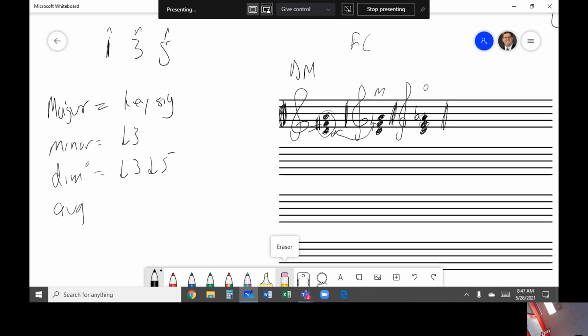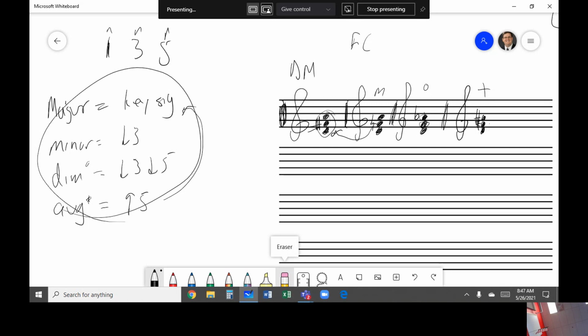And then you have augmented, a tiny superscript plus, which means you raise the fifth according to the key signature. D, there's my major, and I raise the fifth to an A sharp. So it'd be D, F sharp, and A sharp, okay? As you can see, with these triads, every single one of them are based on the major key signature, and you just do the adjusting according to these rules right over here.